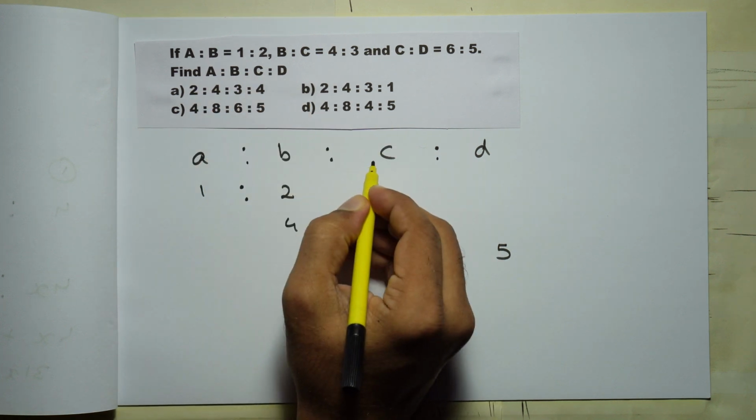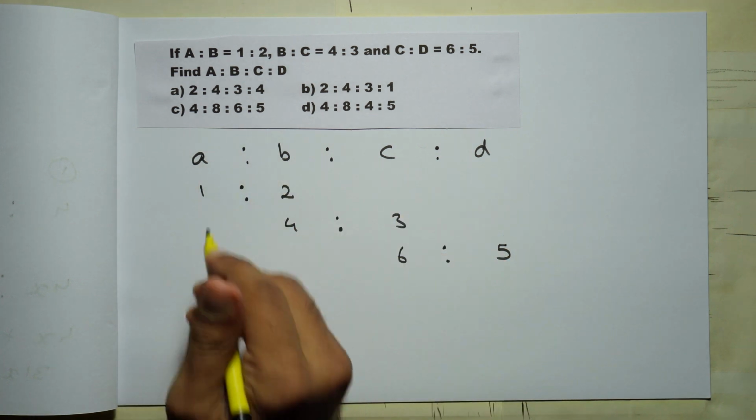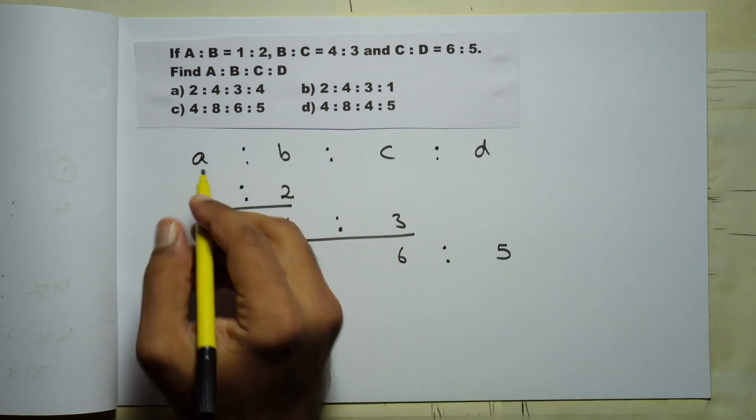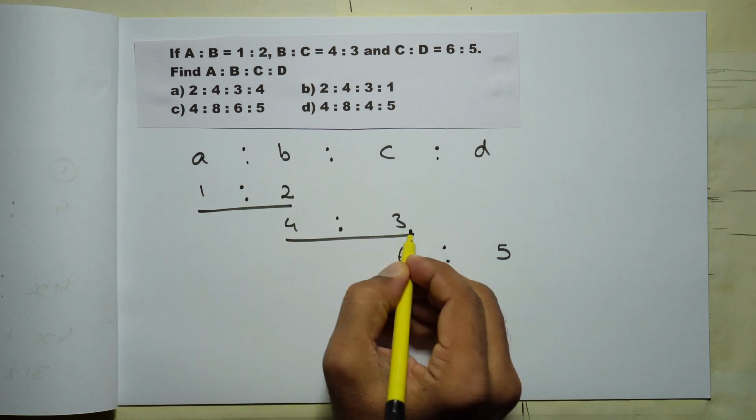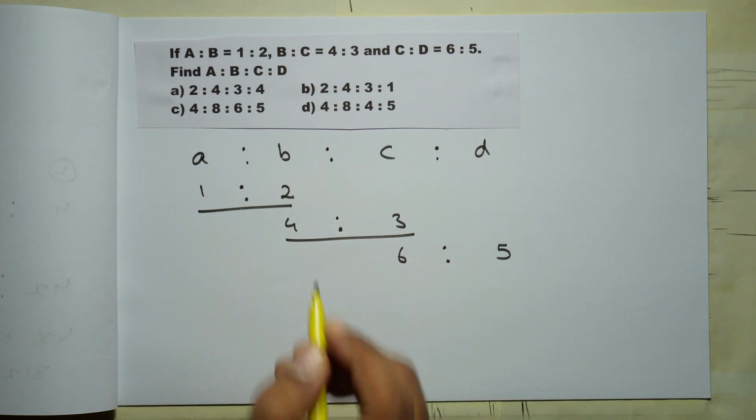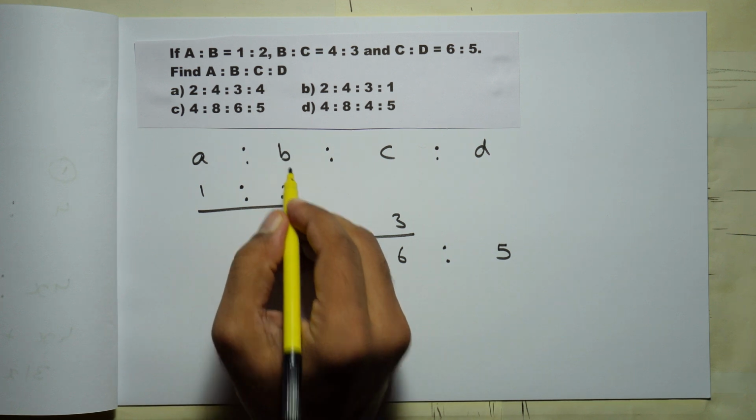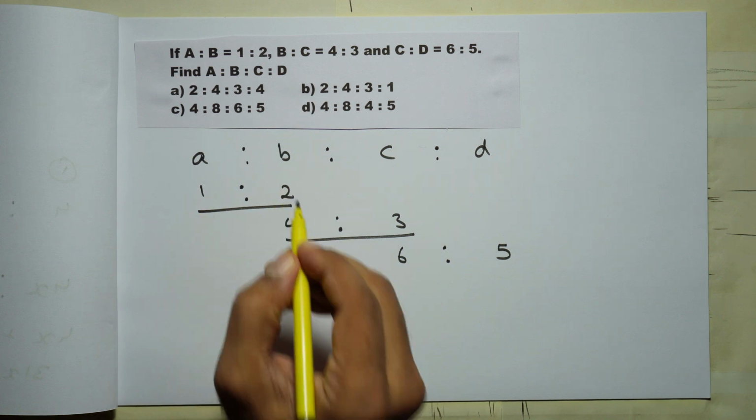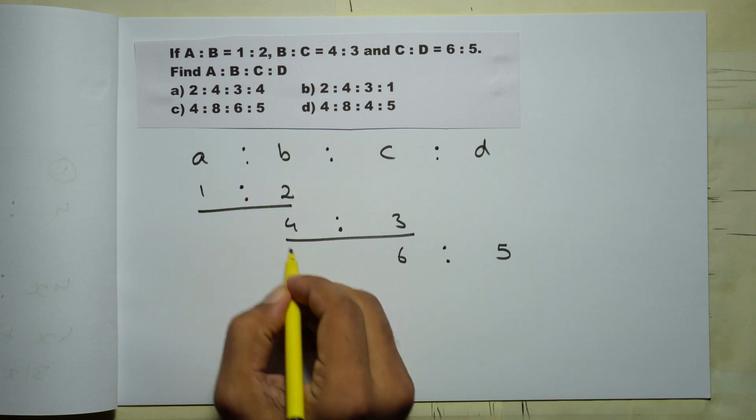Now the first step is to find the combined ratio A is to B is to C. That is, we'll combine these two ratios and get A is to B is to C. Now to combine these two ratios, the first step will be to assign a value for B. We are choosing B because B is common to both the ratios. B is there in the first ratio, B is there in the second ratio also.